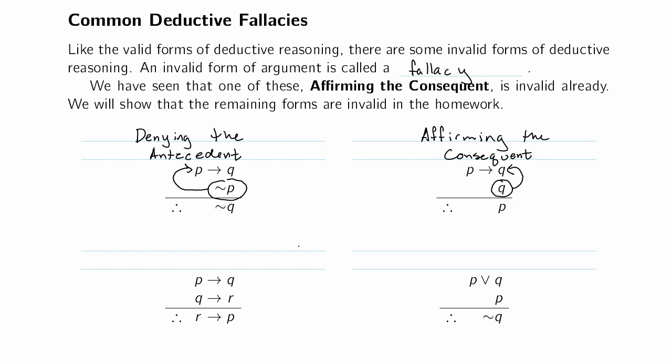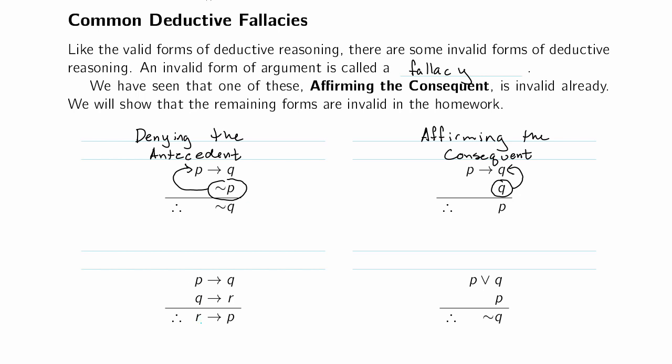And you may be wondering, are there fancy Latin names for these? Maybe. I do not hear them used very often. So, other than the fact that we're using the words antecedent and consequent in naming these, we're going to be a little bit less formal here. So I'm only giving you one name for each of these fallacies.